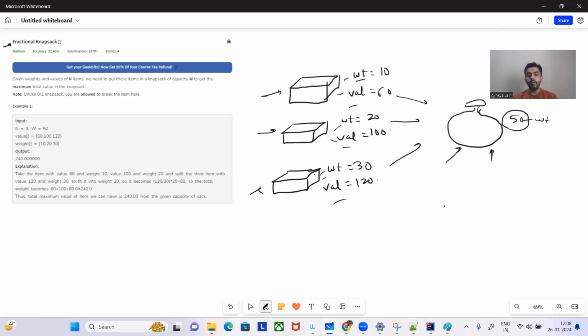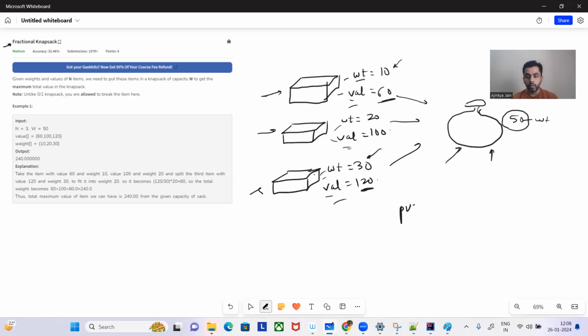Now how will we calculate the maximum value? For each item, we have a value. We just cannot say that the one item with the maximum value is the most valuable item, because the weight also comes into the picture. This value is 120, but the weight is 30 over here. Here the value is 60, but the weight is 10, which is less. So what we'll do is calculate the profit ratio.